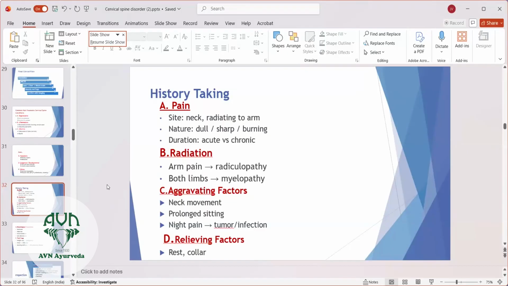If the pain is aggravating at night, we have to think about tumor or infection. Also we have to think about the relieving factors of the pain, whether rest reduces the pain, or whether applying the cervical collar reduces the pain. By taking the history, first we have to give importance to the pain: the site of the pain, the radiation of the pain, the aggravation of the pain, and also the relieving factors of the pain.